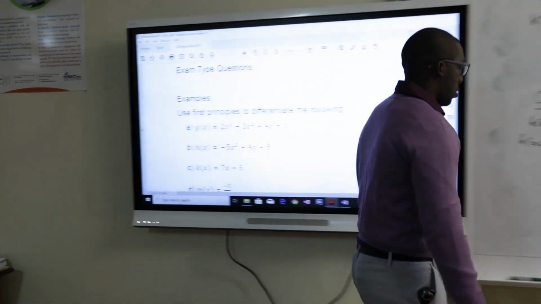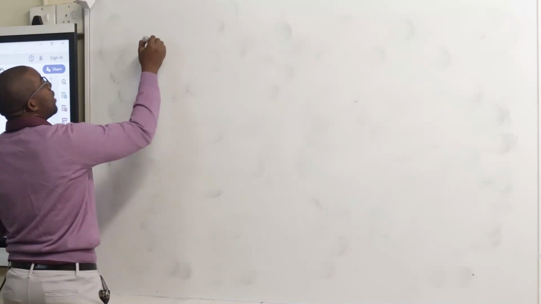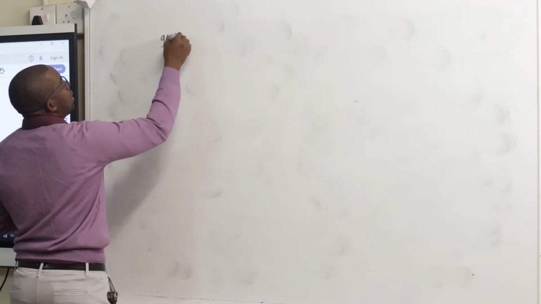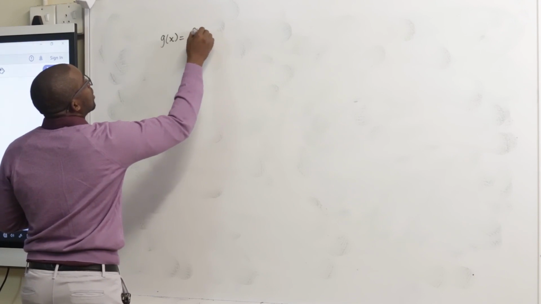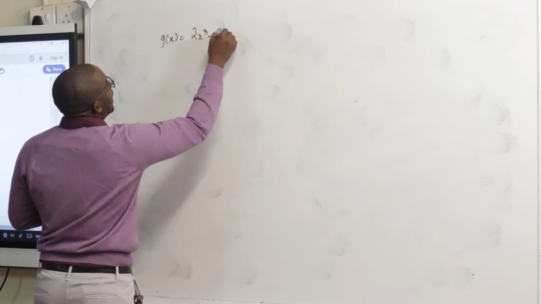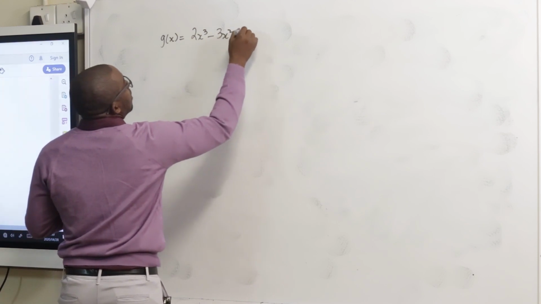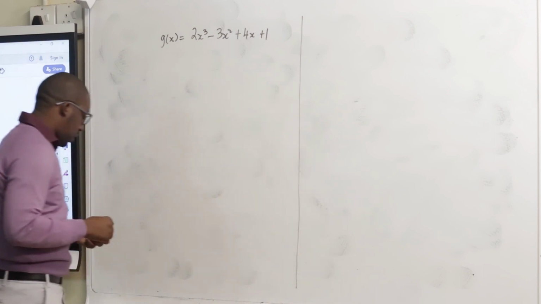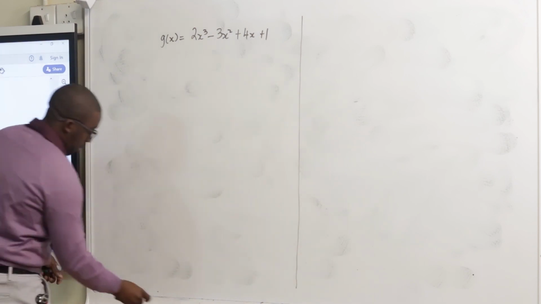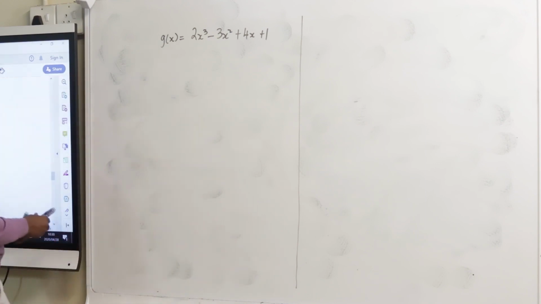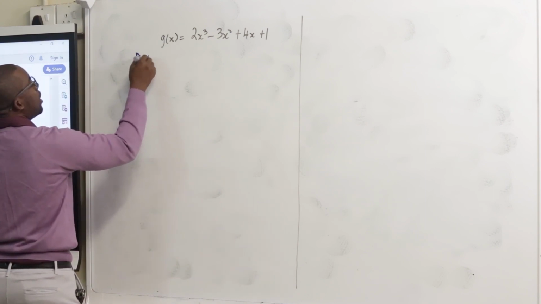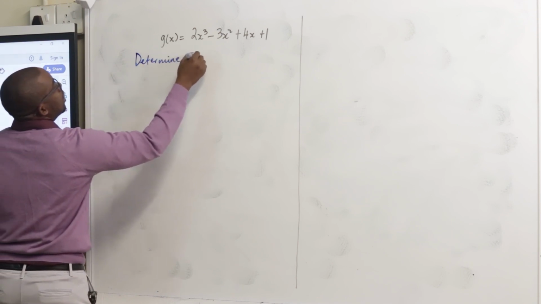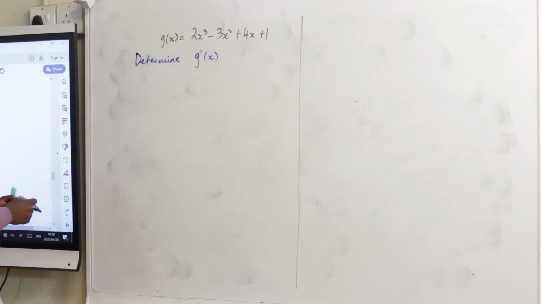Exam type questions. We are given g of x is equal to 2x cubed minus 3x squared plus 4x plus 1. I'm going to divide the board to make space. You are required to determine g prime of x using first principles. Determine g prime of x using first principles.